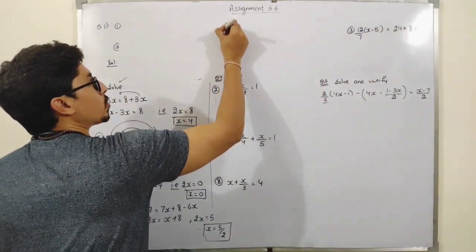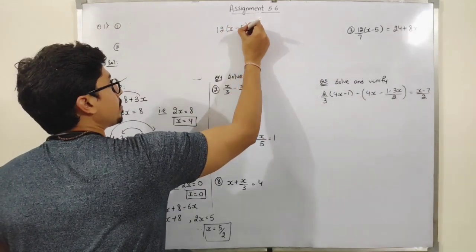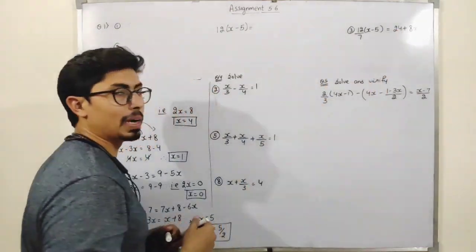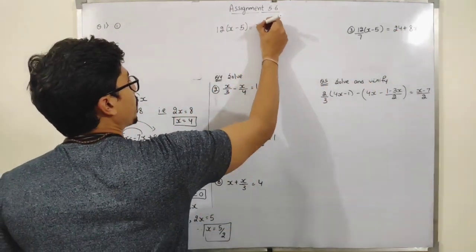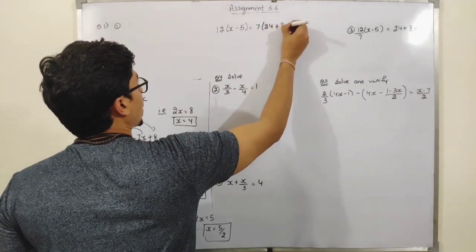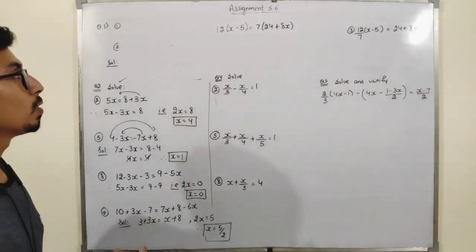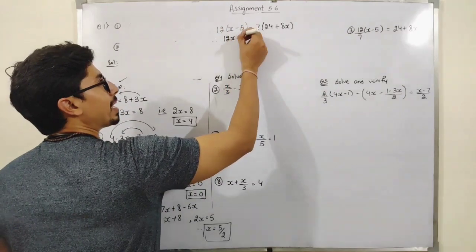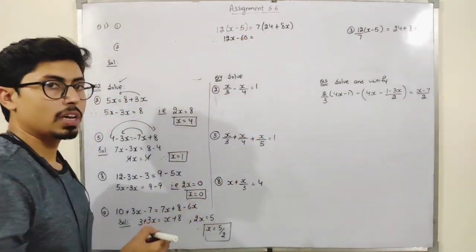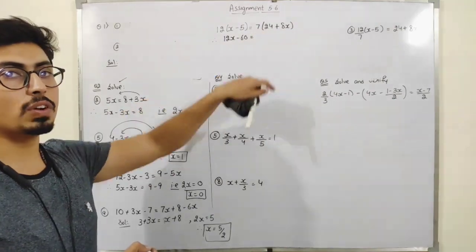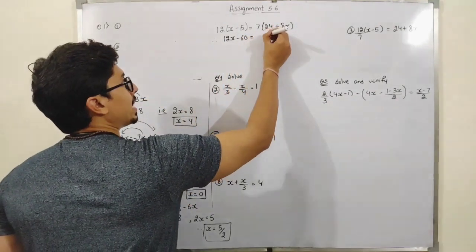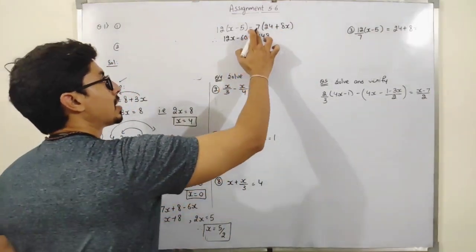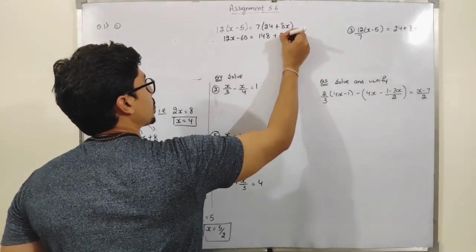So I can write it like this: 12 into x minus 5. Now this 7, when it goes here, it will be multiplied. So 7 bracket 24 plus 8x. I can write it like this. Now just multiply it. 12 into x is 12x, minus 12 into 5 is 60. Now just multiply 24 and 7 also. So 7 4s are 28, 7 2s are 148. 7 multiplied by 8 will be 56.